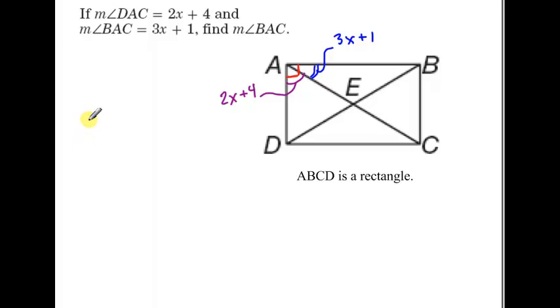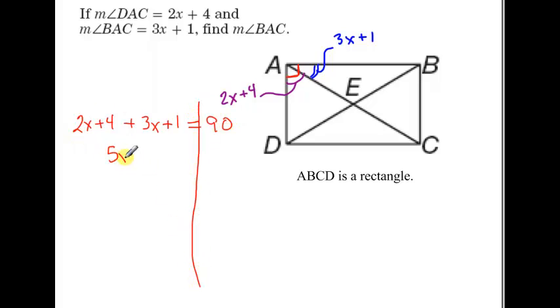I'm going to add them together to get a combined total. 2x plus 4 on that first angle, combined with 3x plus 1, and 90 degrees is the total. Combining like terms, 5x plus 5 makes 90. Taking away that 5, I get 5x equals 85. Let's divide that by 5. 5 goes into 85 17 times. So the value of x is 17.